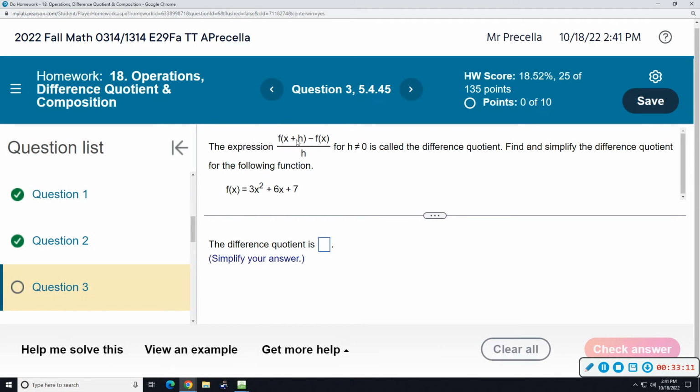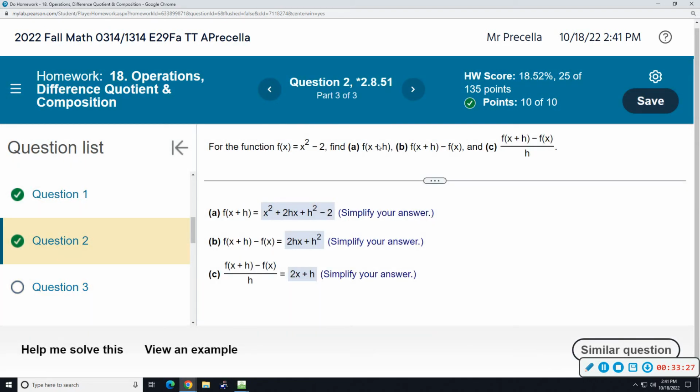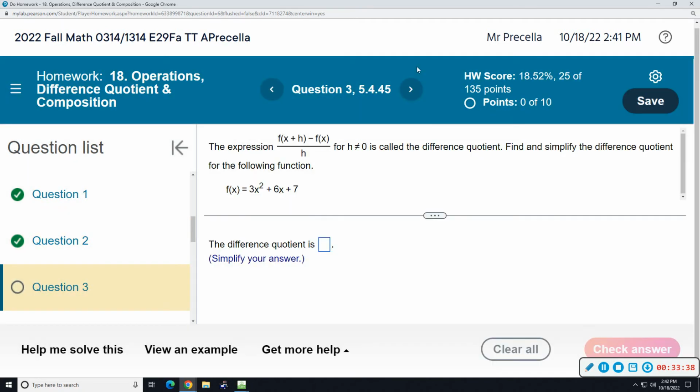Notice they say to find the difference quotient and simplify it, but they're not having us break it into 3 different pieces. I'm still going to break it into those 3 pieces. Like we did in number 2, I'll find f of x plus h. Then I'll subtract off the original. The last thing I'll do will be to divide. So let me write the problem down. This is number 3.